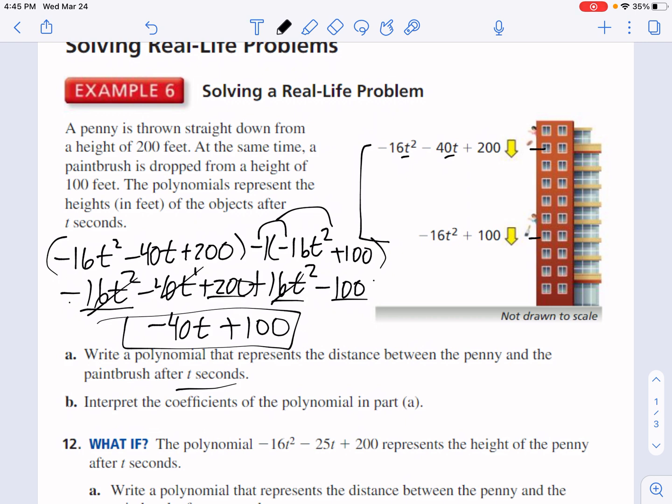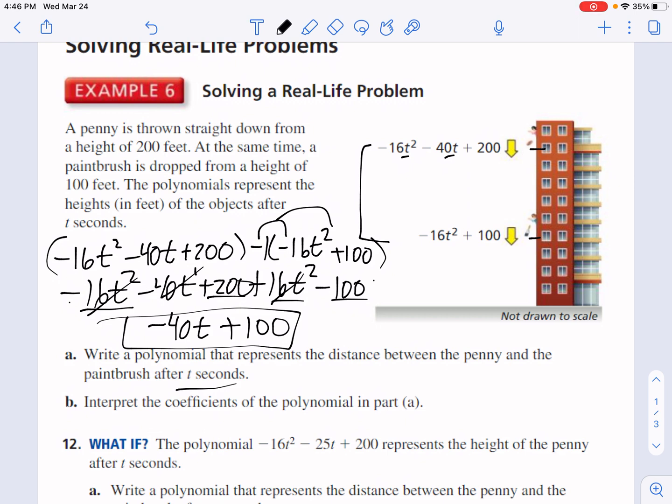Now on part B, it says to interpret things. So I just want to take a second here to interpret what this means. This represents the distance after t number of seconds. So every second that passes by, the distance is going to decrease. To show you what I mean, instantly when we drop the penny and the paintbrush, how many seconds have passed by? Well, none. At the initial start, no time has passed at all. So we could say that t is 0.